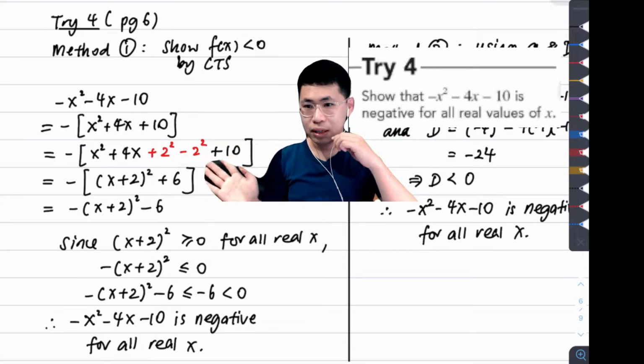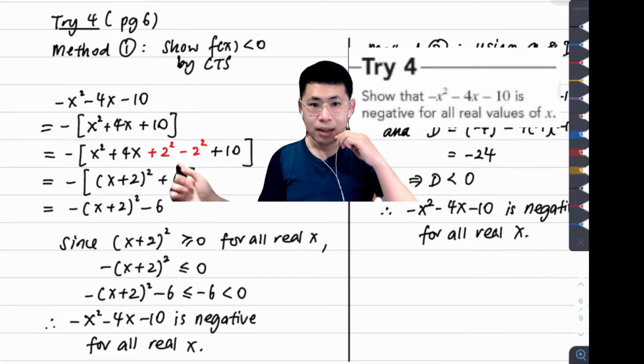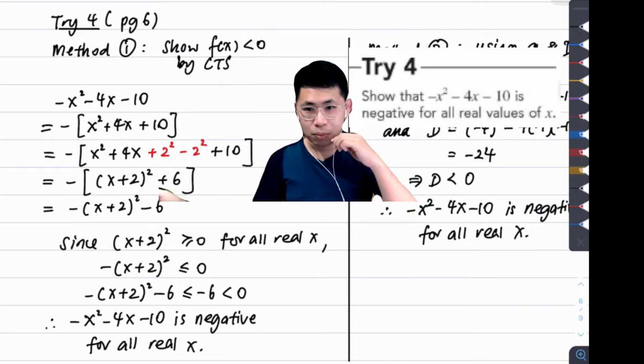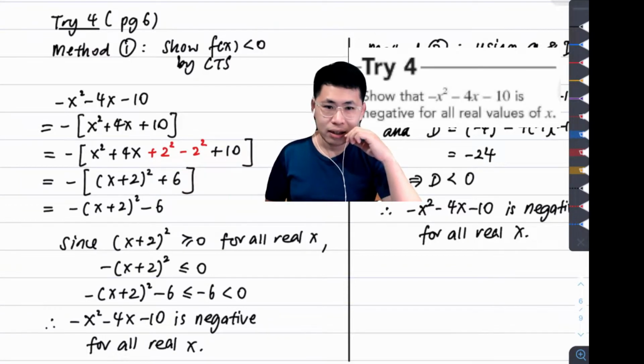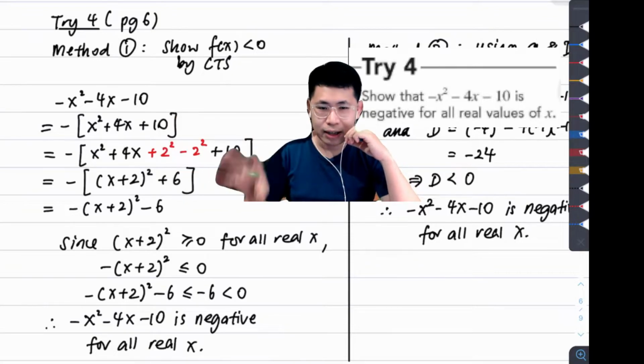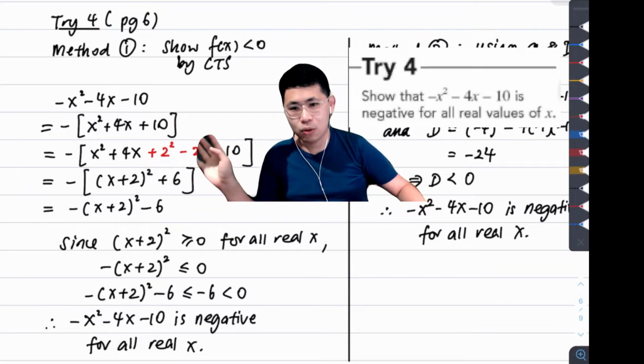Next, what do we do? Completing the square over here, plus b over 2 squared minus b over 2 squared. Then the first three terms will be completing the square to (x plus 2) squared. The last two terms sum up together to give my 6. And when I expand the negative, I will get my negative bracket and negative 6. Then we move on to the next part down below.